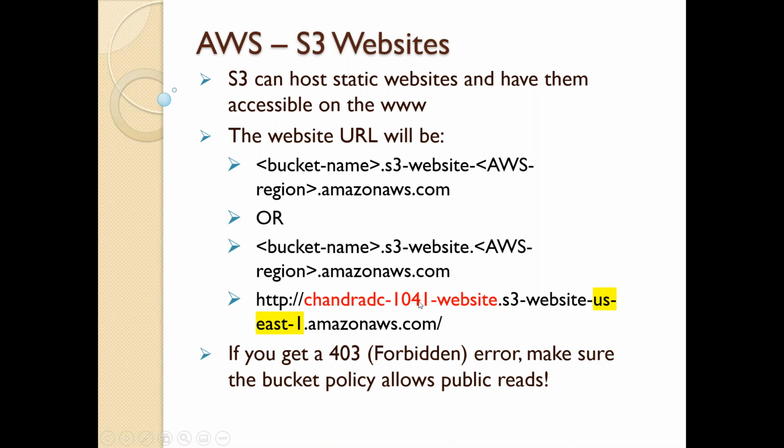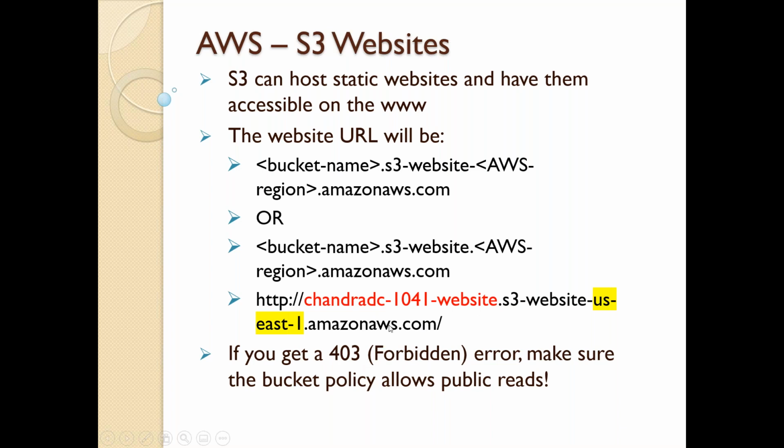For example, I have a bucket name 1041-website.s3-website-us-east-1.amazonaws.com. Sometimes they will give you this and ask you for the correct URL also. If you are in a practitioner exam, sometimes in the associate architect exam also you may get this. If you get a 403 error, make sure the bucket policy allows public read. If the public read is not there, it will show you a 403 error.